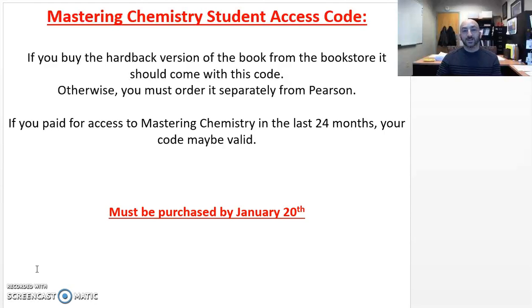So the student access code is what you're going to need to put into that MyLab Mastering tab in Canvas. If you buy the hardback version of the book from the bookstore, you should get that code, or if you buy the softback, it should come with the code as well. If you bought Mastering Chemistry within the last 24 months, it's probably still valid, so you'll still be able to log in that same way.